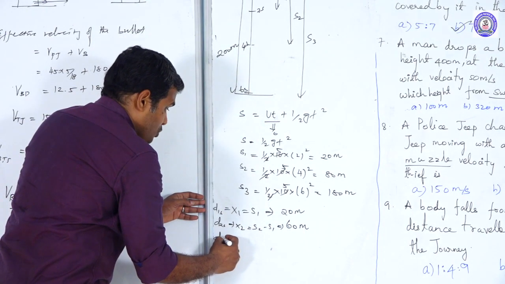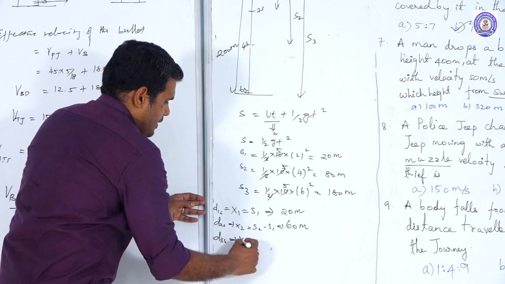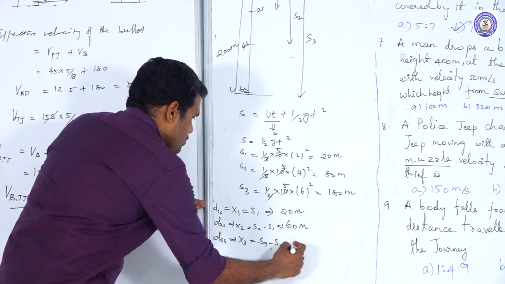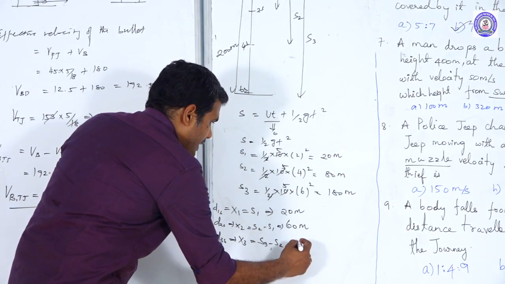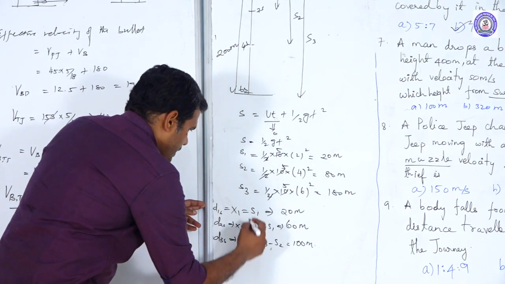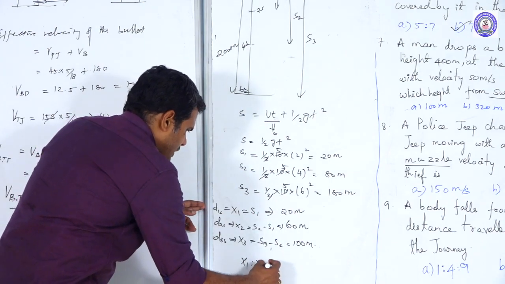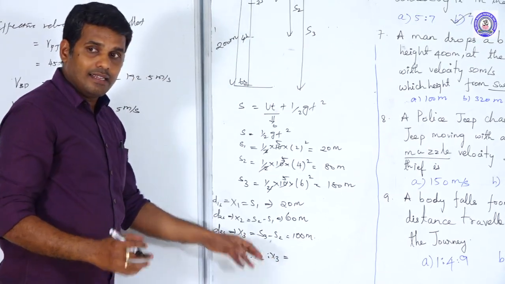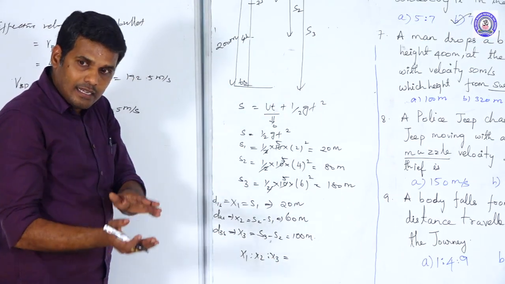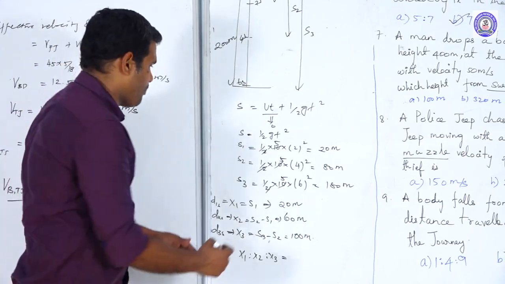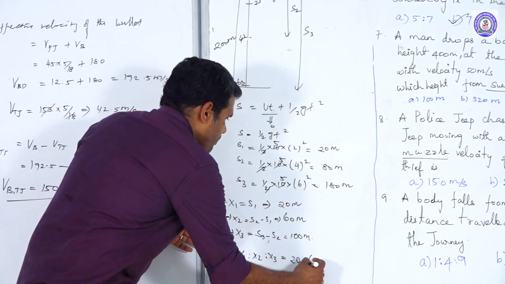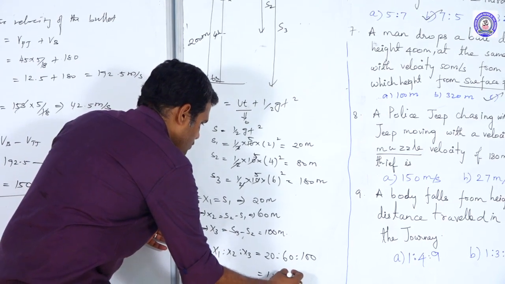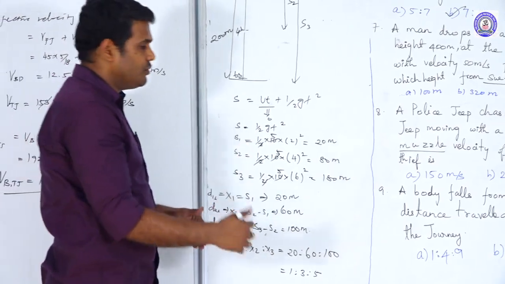Distance travelled in the third 2 seconds, I can take it as x3, which is s3 minus s2, which is 180 minus 80, 100 meter. If you want to calculate the ratio, x1, x2, x3 are the distances covered in the first 2 seconds, next 2 seconds, and then next 2 seconds. So this is 20 is to 60 is to 100. So 1 is to 3 is to 5. So the ratio is 1 is to 3 is to 5.